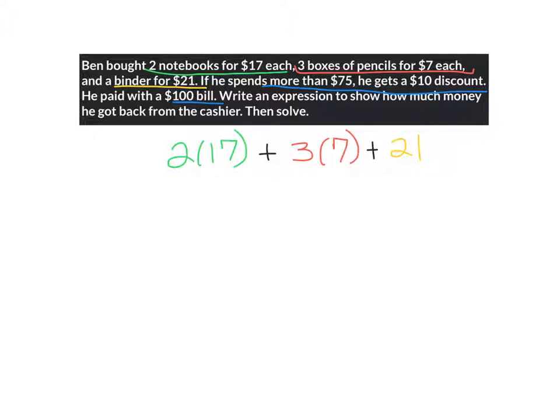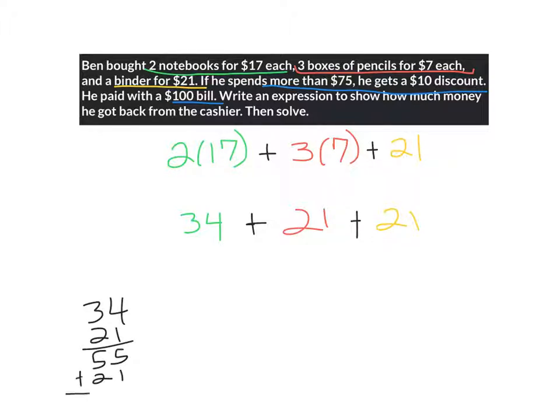he'll get a $10 discount. So let's quickly find out what this would be. It would be 34, would be 21, and we have another 21. If we were going to add all of those up, what would we get? Let's do it over here. 34 plus 21 is 55 plus another 21. It's 76. Oh my God, he spent one more than $75. So that means he's going to get a discount.